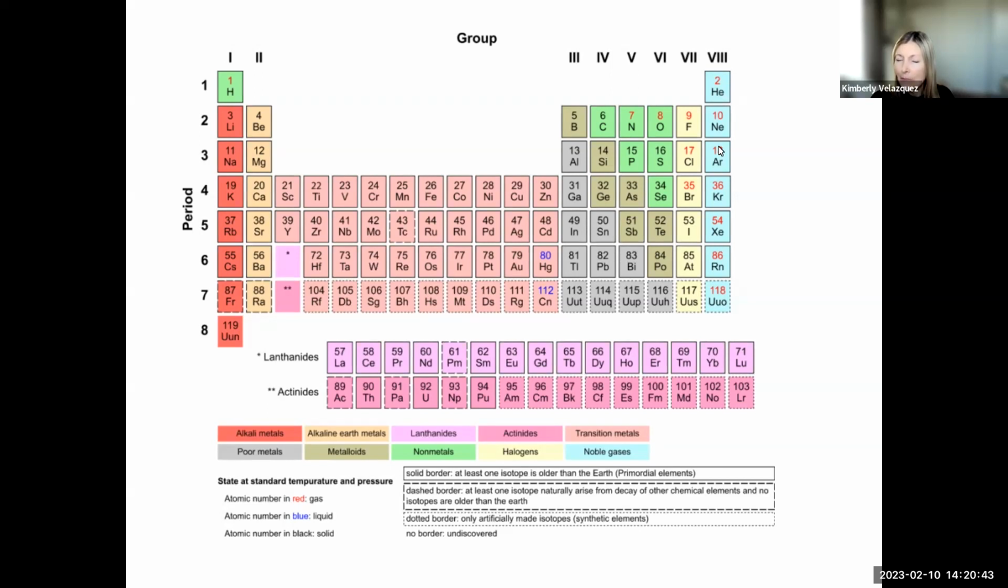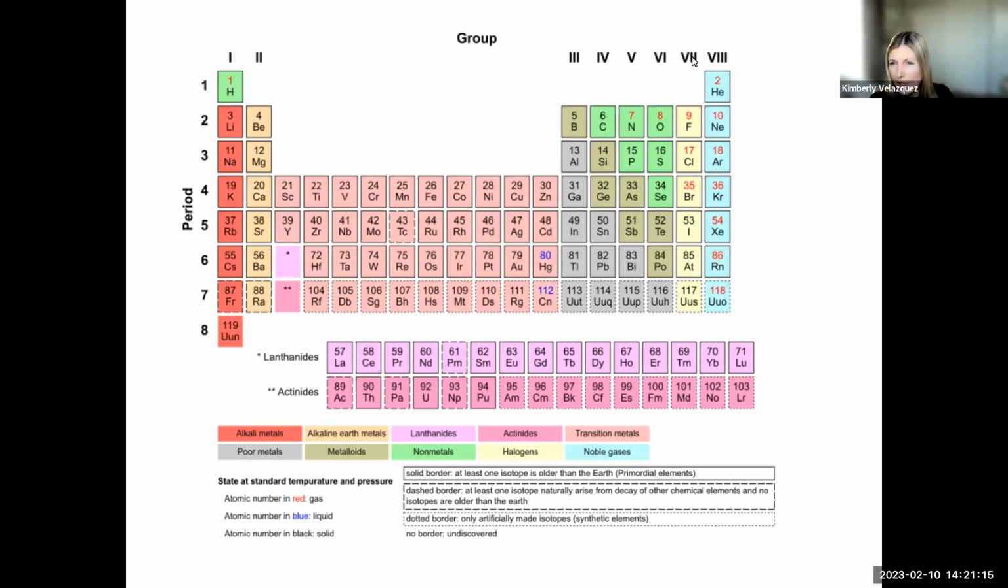And everything in column 8, because it already has a full outer shell, it doesn't need to do anything to fill that shell, which means it is inert. Everything in this column is inert, meaning non-reactive, already stable. These atoms don't need to do anything to fill their outer electron shell. It's already full. The other 7 columns, though, are going to have to do something to fill that outer electron shell. And they're going to have a couple of options that we're going to talk about today.